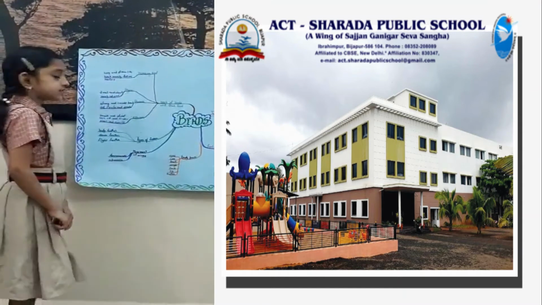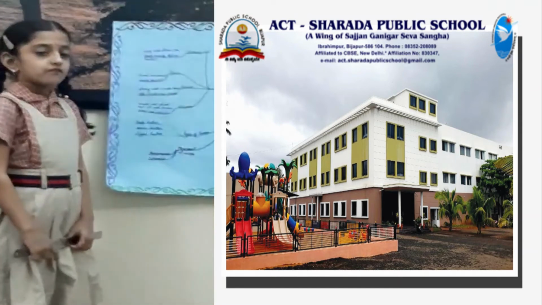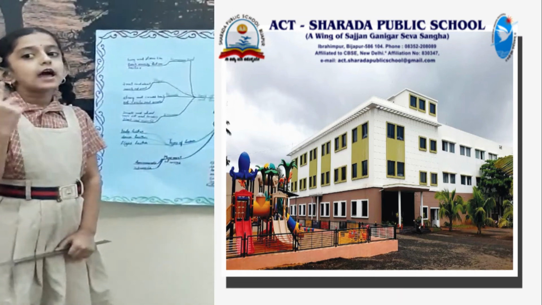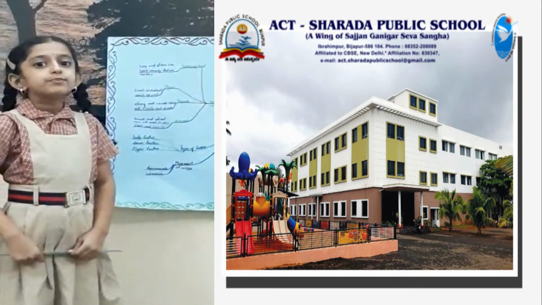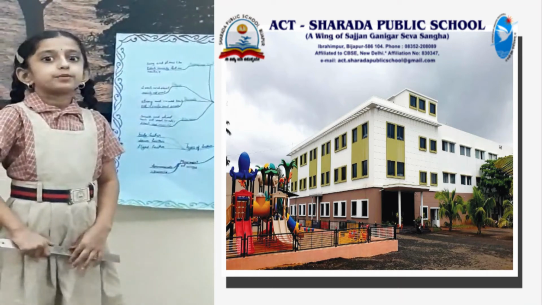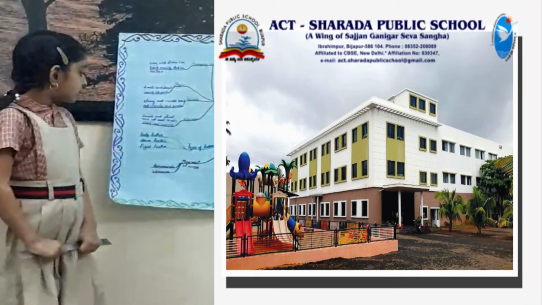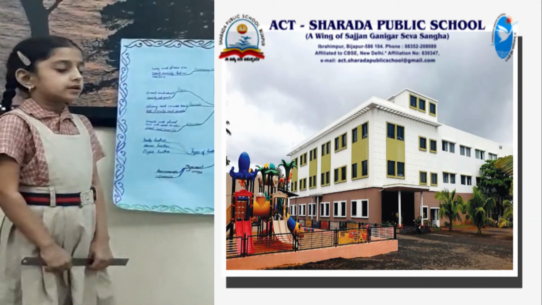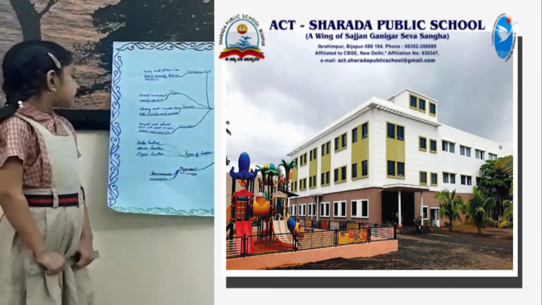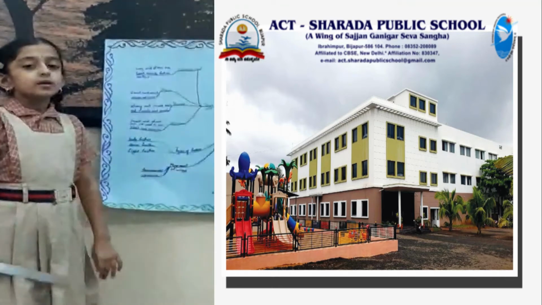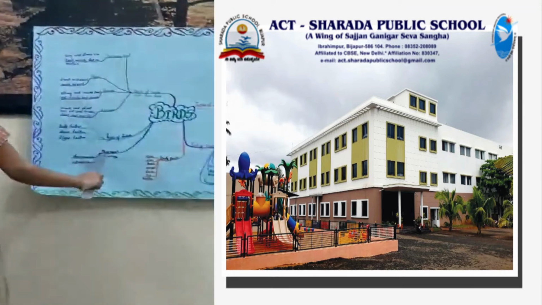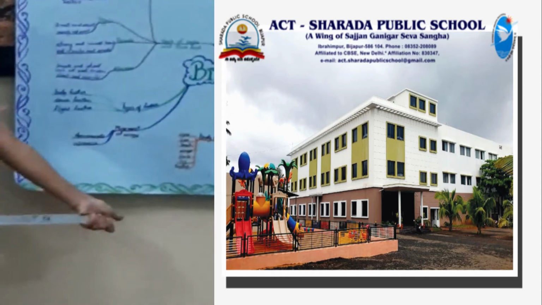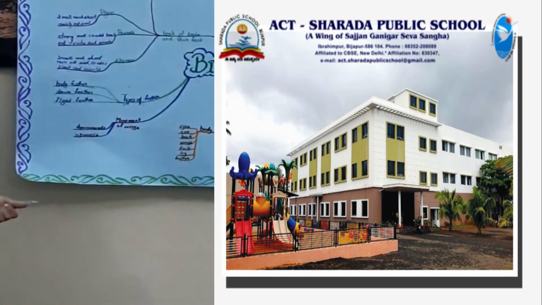Types of feathers. There are 3 types of feathers. First one is body feather, down feather and flight feather. Body feather helps to give shape. Down feather. Down feather gives warmth to the body. Flight feather. Flight feather helps them to fly. Movement of wings. First one is downward and upward.